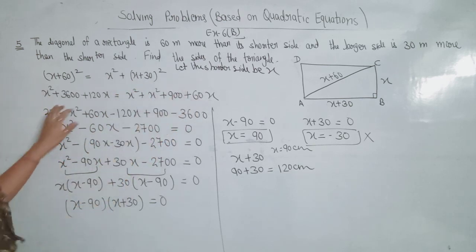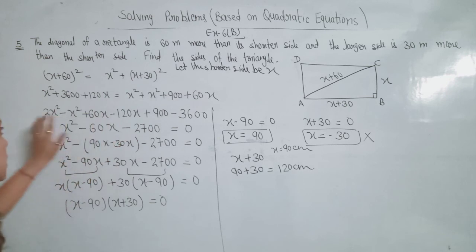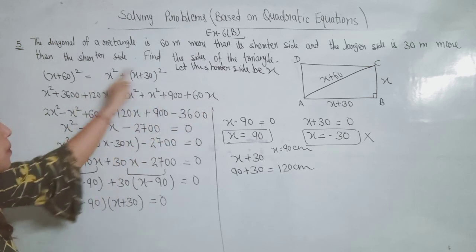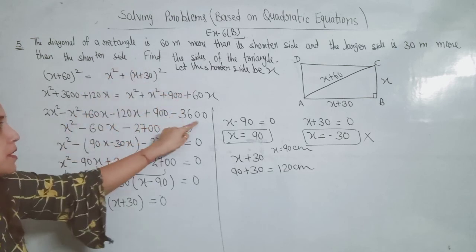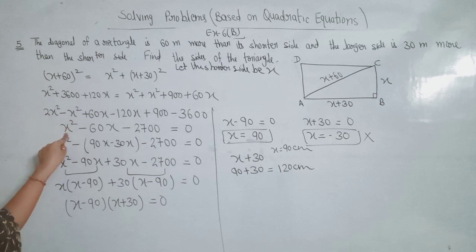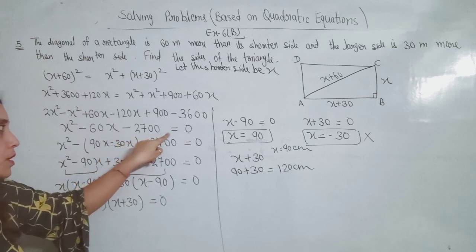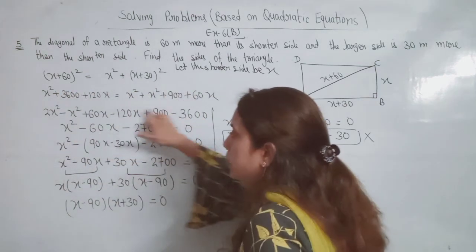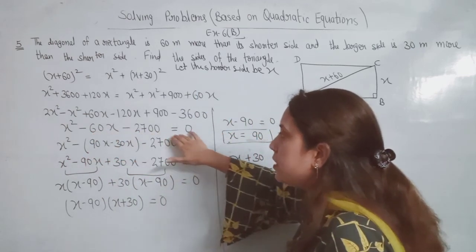Now send all the variables and constants to the right hand side: 2x square minus x square plus 60x minus 120x plus 900 minus 3600. When we solve it, it will come to x square minus x square is x square, minus 60x minus 2700 is equal to 0. Okay, now this is our quadratic equation: x square minus 60x minus 2700 is equal to 0.